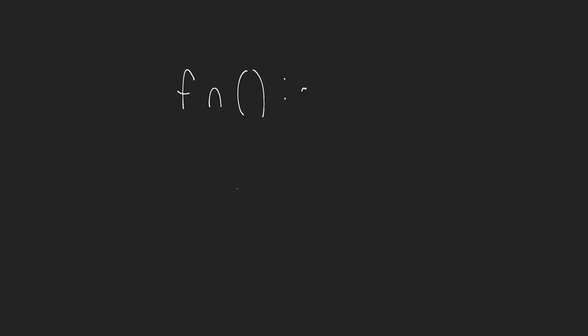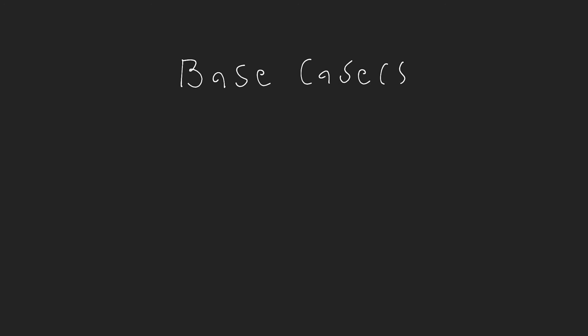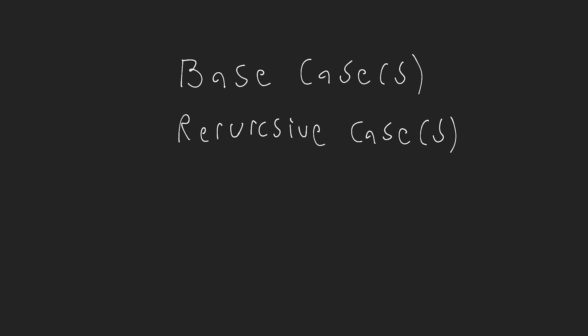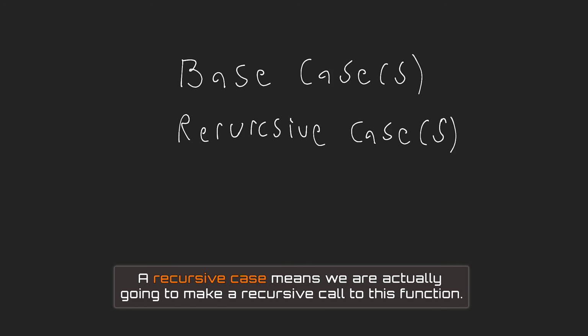Now, whenever we design recursive algorithms, we need to come up with two things. The first thing we need to do is come up with the base case or cases, and then the recursive case or cases, okay? Excuse my messy handwriting here. Hopefully you guys get the idea. So a base case is a situation in which we know what the answer to this case is. And a recursive case means we are actually going to make a recursive call to this function.